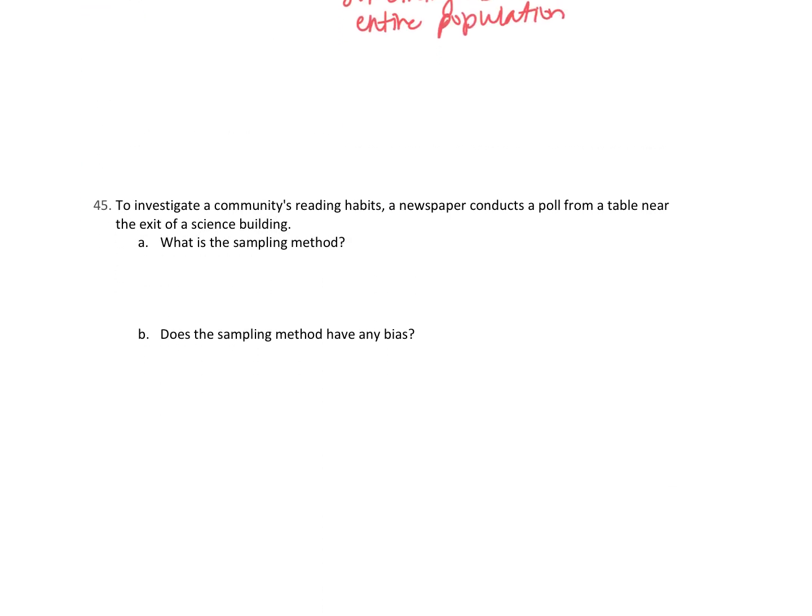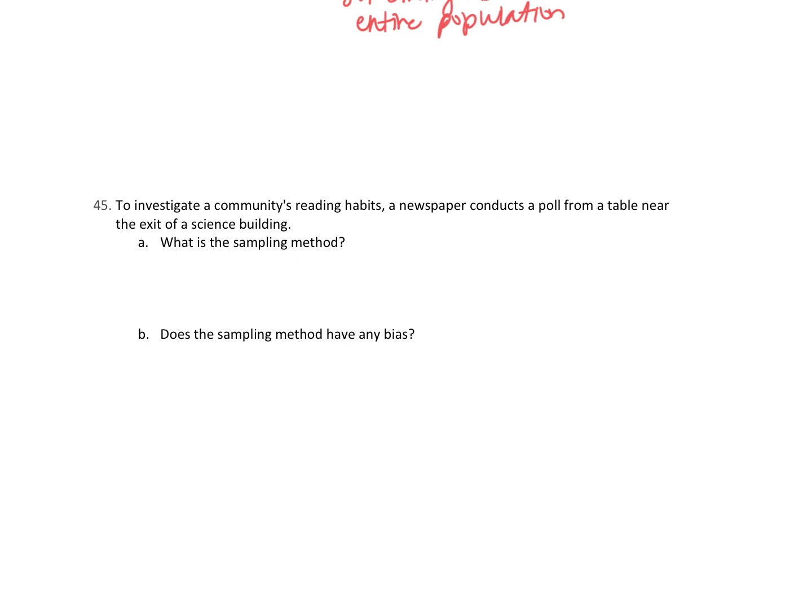All right, last question on this page. Number 45: to investigate a community's reading habits, a newspaper conducts a poll from a table near the exit of a science building. What is the sampling method? Does the sampling method have any bias? So the type of study that we're doing is a sample survey of some kind, and there are different methods to do a sample survey.